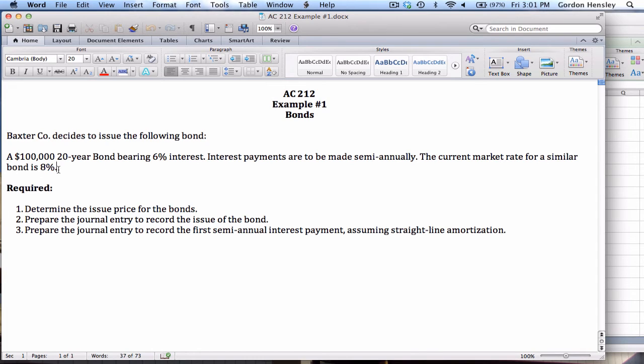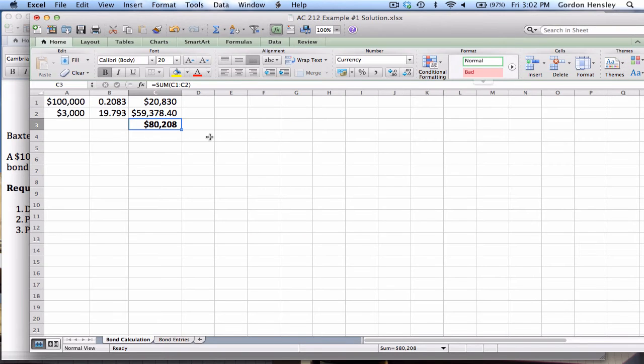Now remember, in the lecture video that I did on bonds, I said that if the contract rate is less than the market rate, that means that bond will be sold at a discount. So that means the present value or the issue price, we should expect the answer to be less than $100,000, and it is. It's only $80,208.